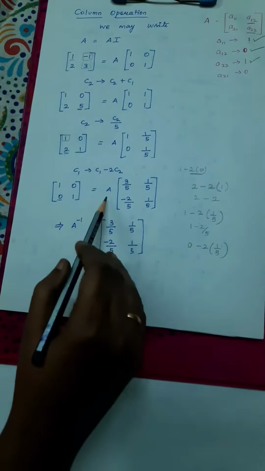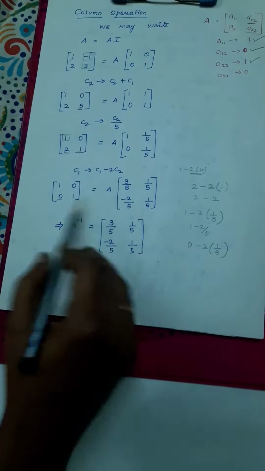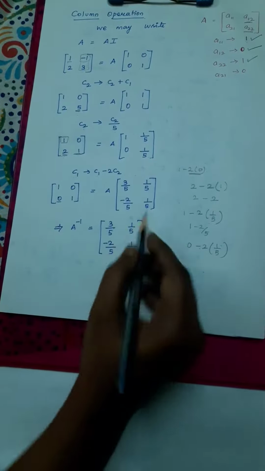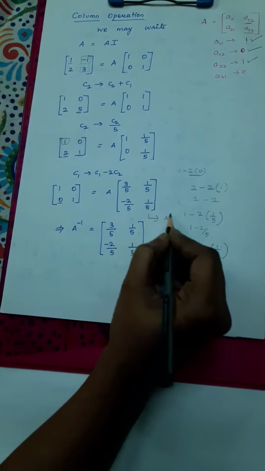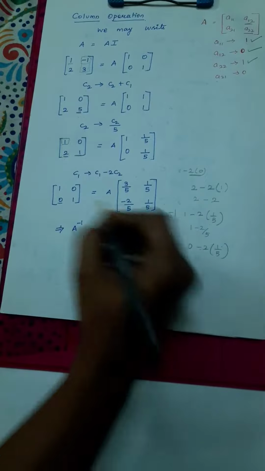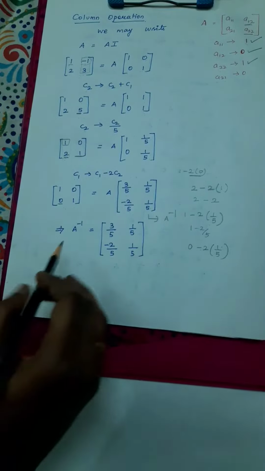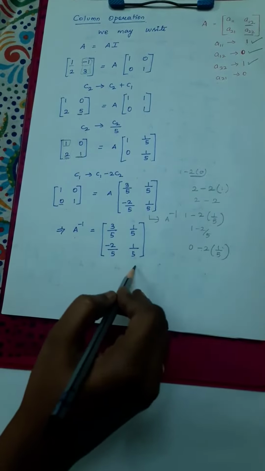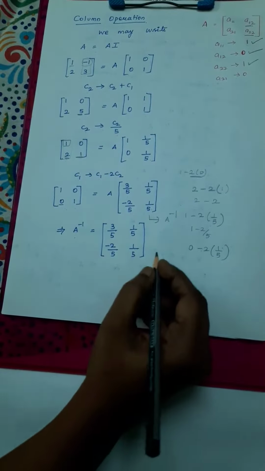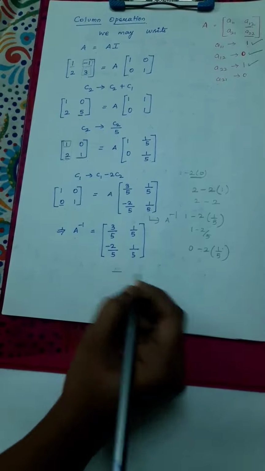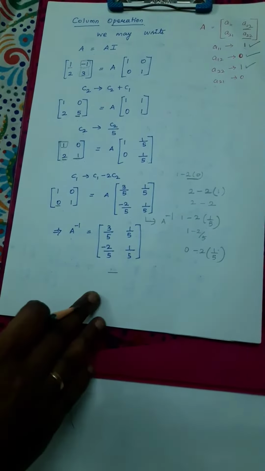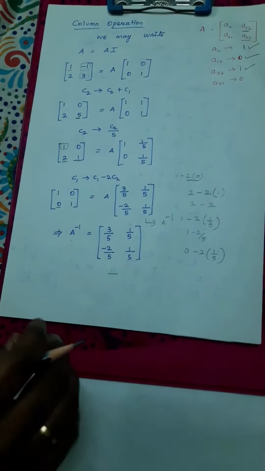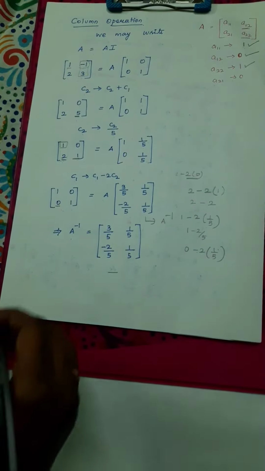Now see, the product of A and another matrix is equal to identity. Therefore, the other matrix is A inverse, since the product of a matrix and its inverse is equal to identity. Therefore, A inverse is equal to 3 by 5, 1 by 5, minus 2 by 5, 1 by 5. We got the same answer for row operation as well as column operation. By using this method, you can solve other 2 cross 2 matrices. We will see how to find the inverse of 3 cross 3 matrices in the next video. Thank you.